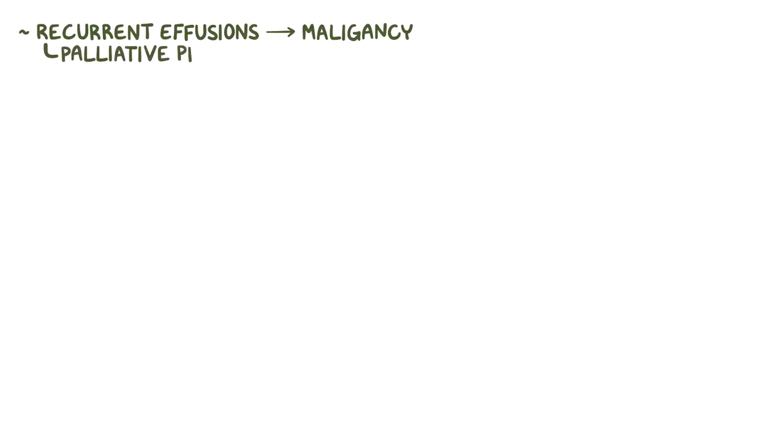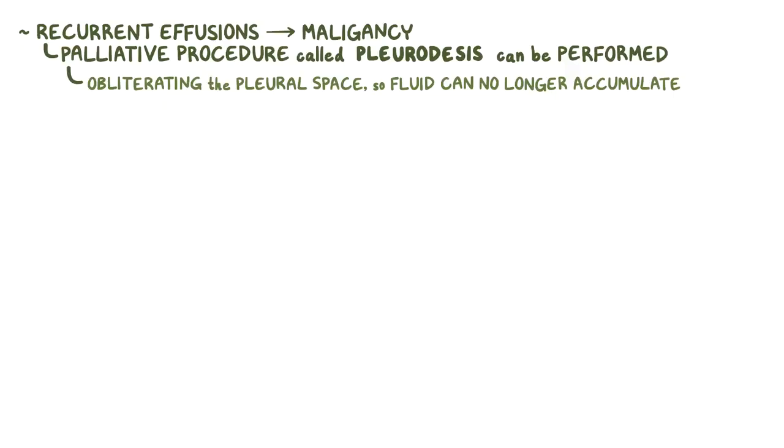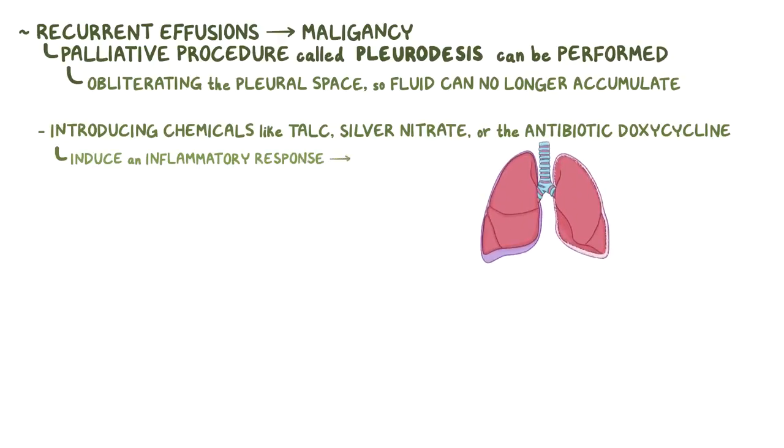If an individual has recurrent pleural effusions due to a malignancy like lung cancer or metastatic cancer, then a palliative procedure called a pleurodesis can be performed. Pleurodesis means obliterating the pleural space so that fluid can no longer accumulate. This procedure can be performed by introducing chemicals like talc, silver nitrate, or the antibiotic doxycycline, all of which induce an inflammatory response that eventually results in fibrosis, effectively sticking the visceral and parietal pleura together.